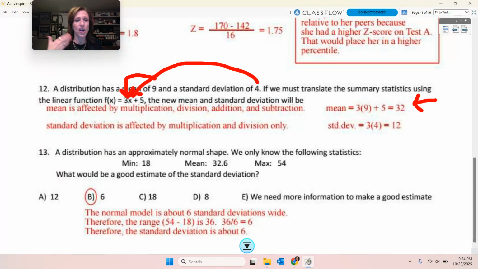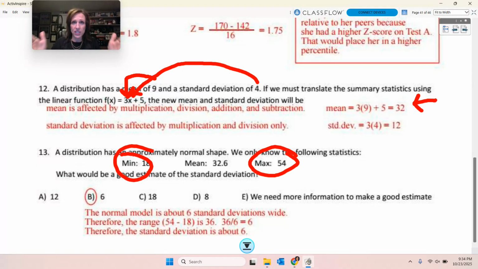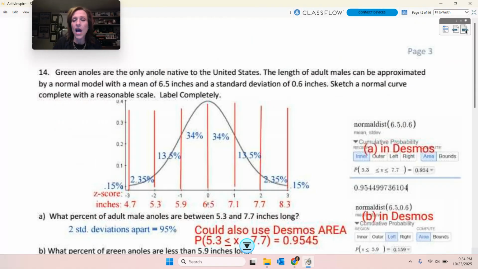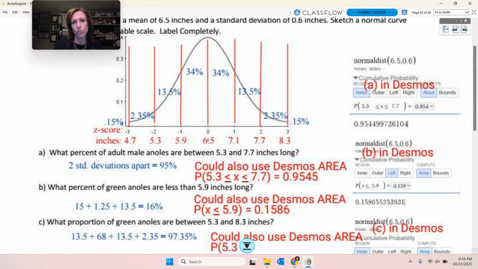All right, and our last one here is like the one up at the top of the page where we had the minimum and the maximum. And so we just took that range and we spread that amongst 6 standard deviations. All right, moving on. Okay, so this is one like we did the very first day we learned the normal model.